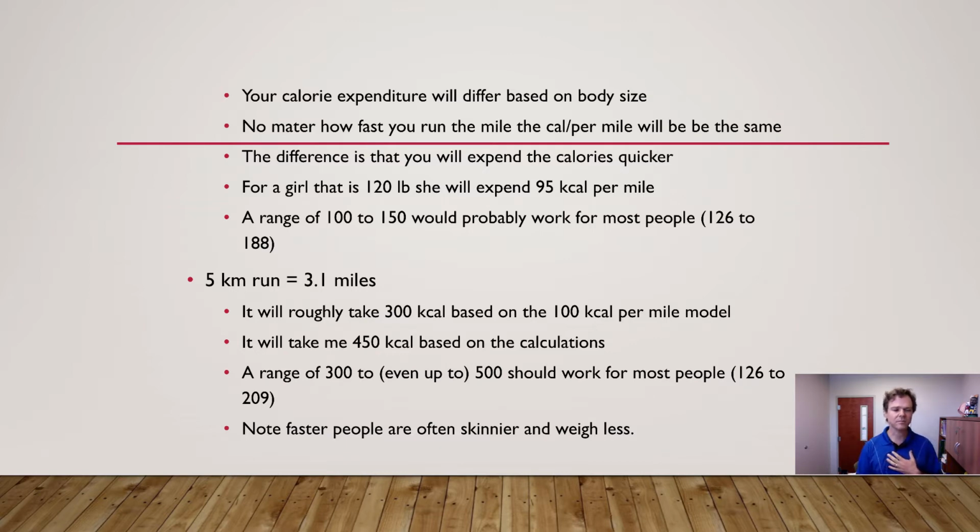For me, it'll take basically 450 calories to expend to run a 5K, and a range of anywhere from 300 up to about 500. If you expend 500 calories running a 5K, then you weigh about 209 pounds. So you're getting an idea. These are rough estimates. What you're trying to get at is reasonable numbers. So if the person's saying, I burned 2,000 calories running a 5K, you know that number just doesn't make sense. They made an error somewhere.